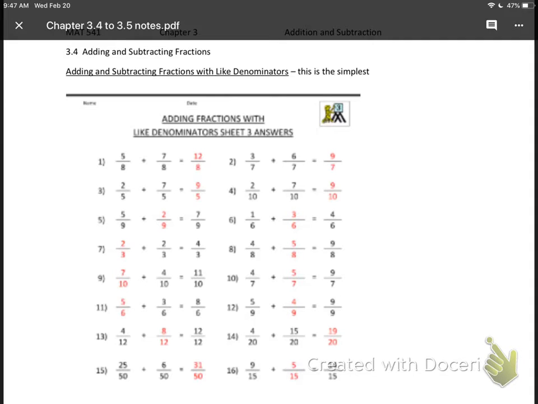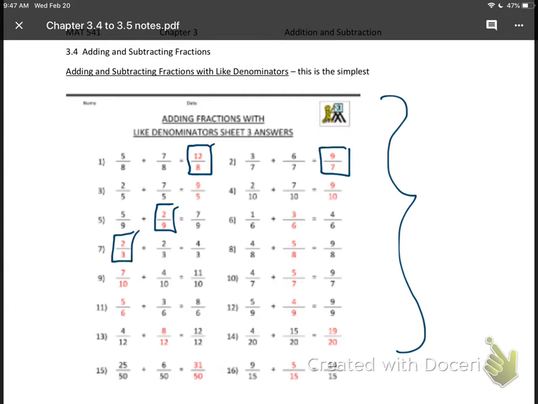Okay, in this section we're going to cover the 3.4 and 3.5 notes on adding and subtracting fractions. As one would expect, they start out with the simplest, adding fractions with like denominators. Here are some examples of an activity sheet that you can use. You can either have it as a solve for the red, which is going to be the sum, or determine the missing addend. Either way, this is a nice little practice example.